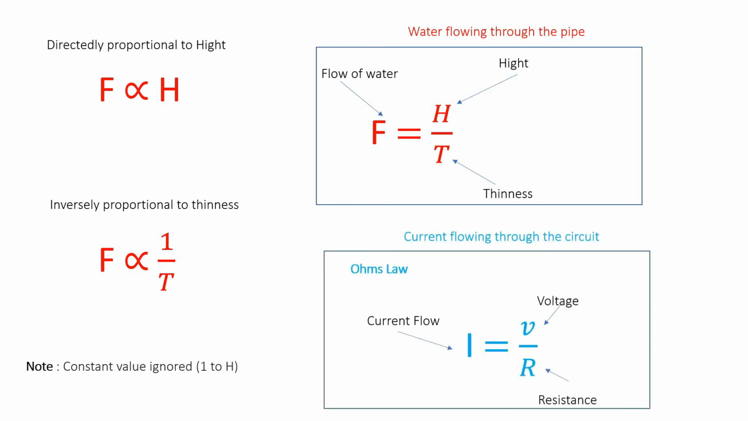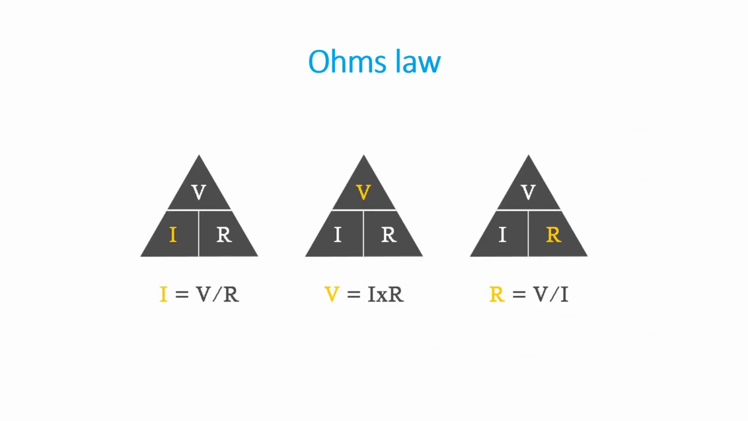The flow of water in Ohm's law is I, or current. The height or pressure is equal to voltage V, and the thinness is R, or resistance. So I is directly proportional to V and inversely proportional to the resistance. Using Ohm's law, we can find current, voltage and resistance.